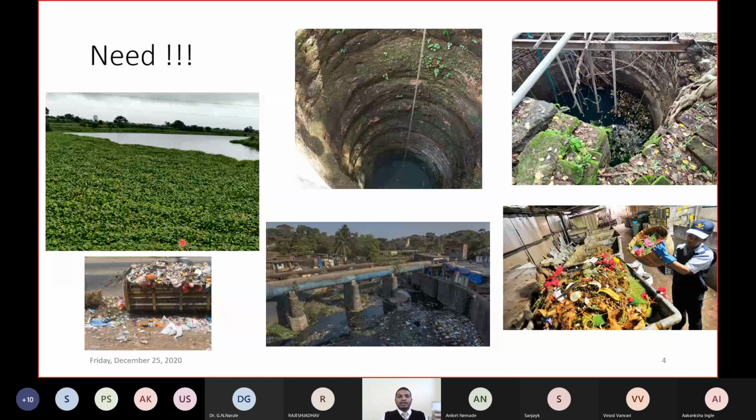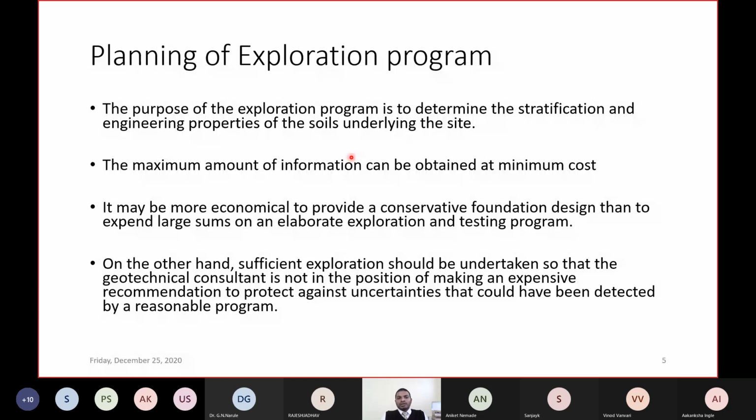So coming back again to the exploration. Whenever I am going for a geotechnical exploration or any program of exploration, the purpose should be identified, and it should be to determine the stratification and engineering properties of the soil underlying the site. The maximum amount of information must be obtained at the minimum cost; that is the prime requirement.